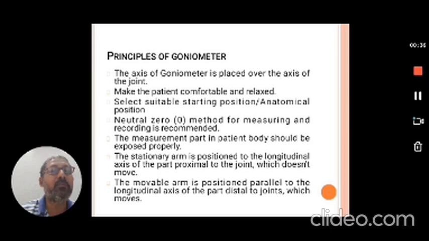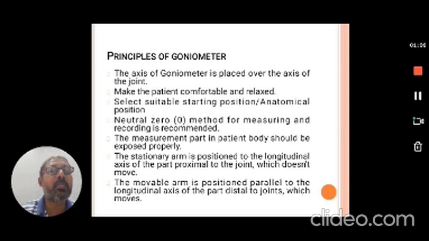Make the patient more comfortable and relaxed. Select a suitable starting position in anatomy, that is mainly the anatomical position of the part which is going to be moved. The goniometer has to be kept at 0 degrees before measuring or recording is done. The part of the body to be measured has to be clearly and completely exposed, draping all other parts which are not going to perform the movement.